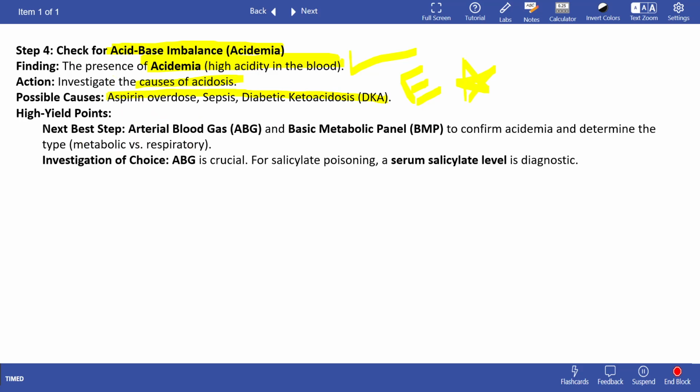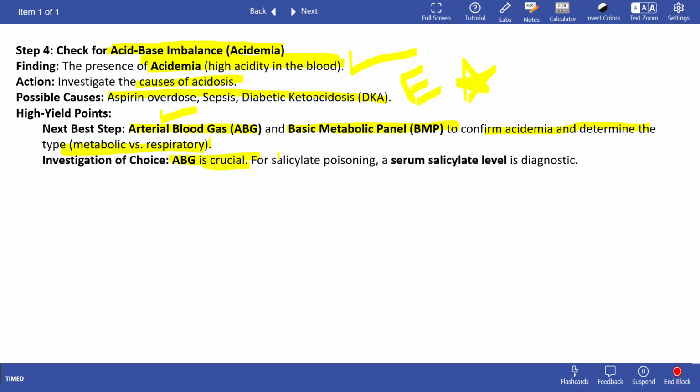The next best step in this scenario would be to go for the full arterial blood gas composition, not just the respiratory exam, the full arterial blood gas of the body and the basic metabolic panel to confirm acidemia and determine the cause, if it is metabolic or respiratory. What we were doing is first checking for respiratory alkalosis or acidosis if it is present. But now we go for the full arterial blood gas examination, which would tell us the exact cause. The investigation of choice would still be ABGs because it is crucial.